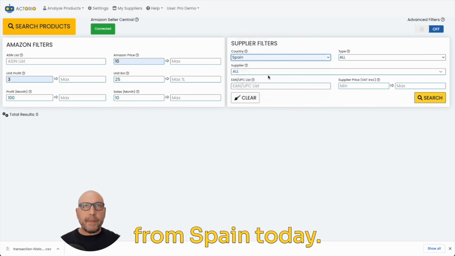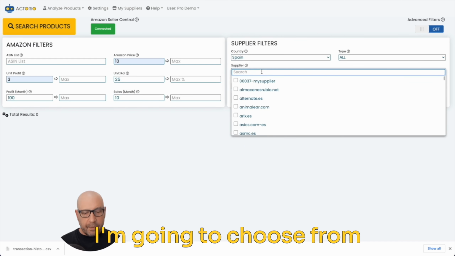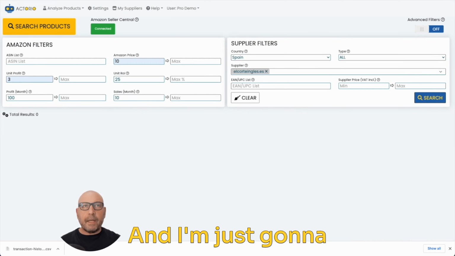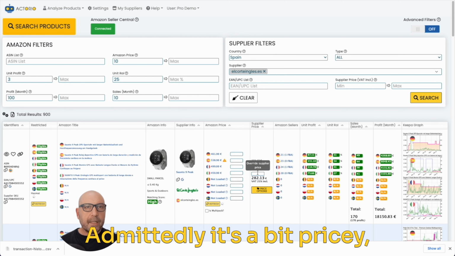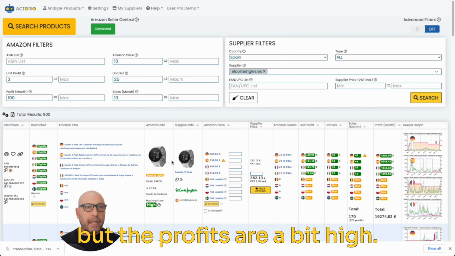I'm going to source from Spain today. One of the suppliers that I'm going to choose from Spain is El Corte Inglés. And I'm just going to do a search. Already I have a product here that is profitable. Admittedly, it's a bit pricey, but the profits are a bit high.